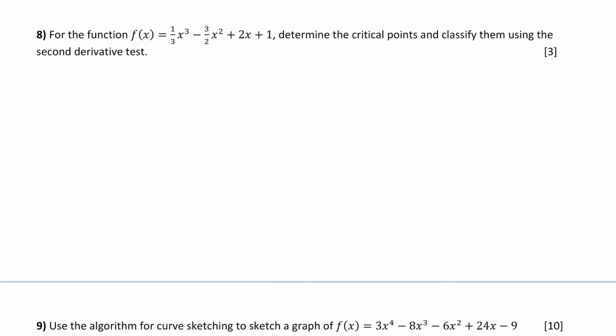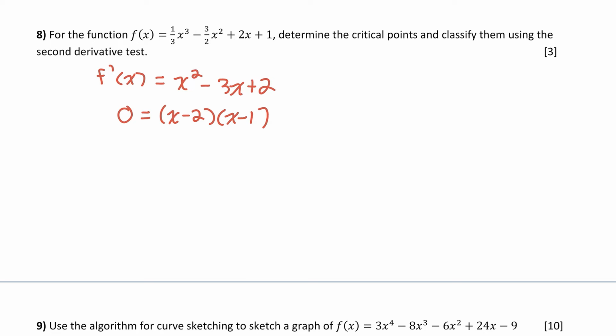Number 8, for the function f at x, determine the critical points and classify them using the second derivative test. Critical points are points that make the derivative 0 or undefined, so let me find the first derivative. I'll use the power rule on each term, and that would give me x squared minus 3x plus 2. That's a quadratic. It can't be undefined, but it could be 0. Let me factor it. It would factor to x minus 2, x minus 1. So it would be 0 if x was either 1 or 2. Those are my critical numbers.